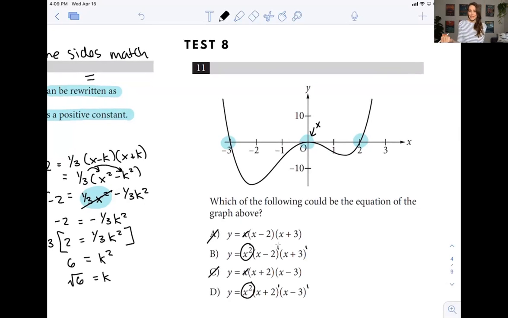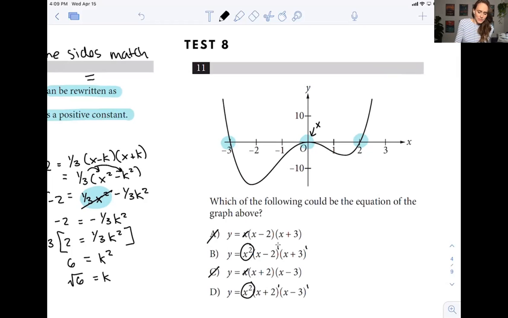They could have been mean and given us the same terms in the factors, and then just tested us on knowing should it be an even or an odd exponent. But they only tested us with the even or odd with the x equals 0 factor.